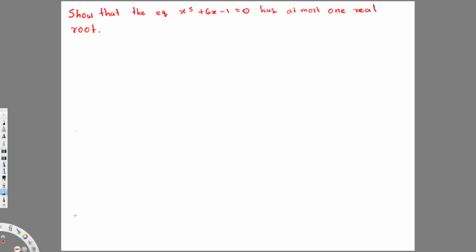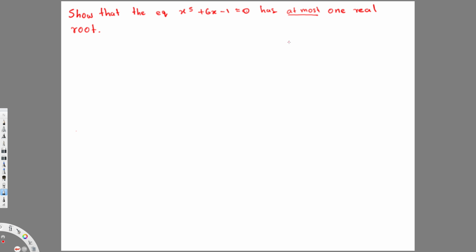The question is asking, show that the equation x power 5 plus 6x minus 1 is equal to 0 has at most one real root. So at most, so we have to be careful about that. What it basically means is they are asking us to show this one doesn't have more than one real root, right? So let's see how we can solve that.